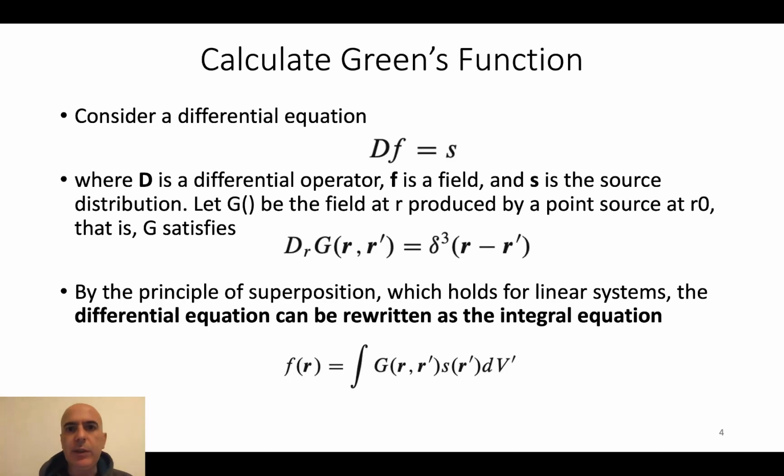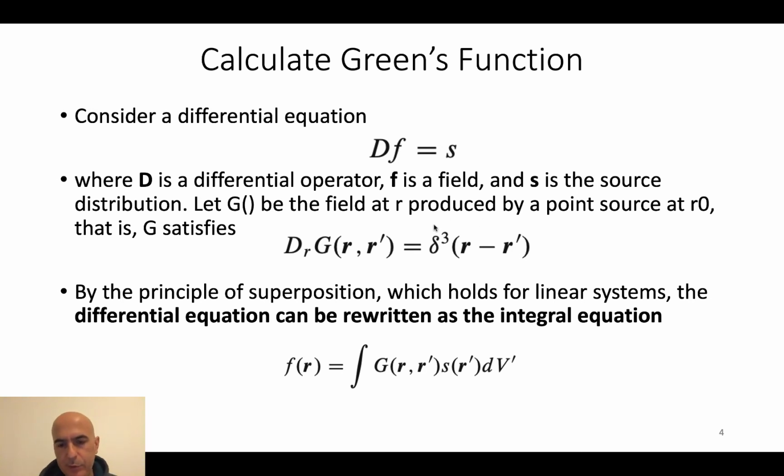In general, to calculate the Green's function, we start from a differential equation. We have D of f equal to s, where D is our differential operator, f is our unknown, and s is the source. Let G, a Green's function, be the field at r produced by a point source at r prime. In this case G satisfies the following equation.